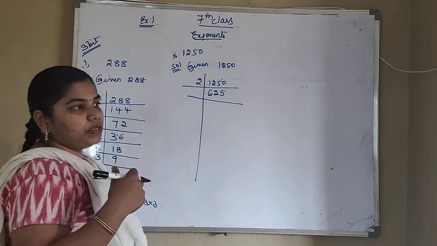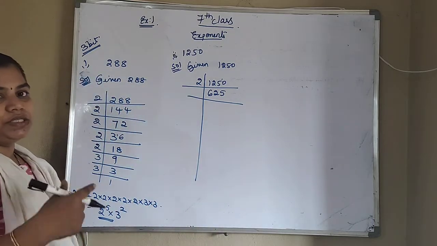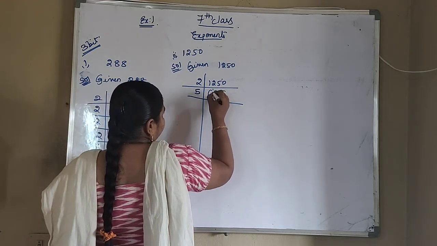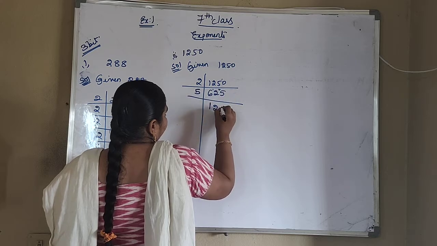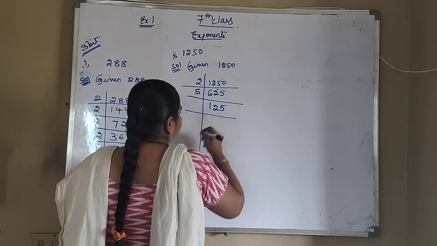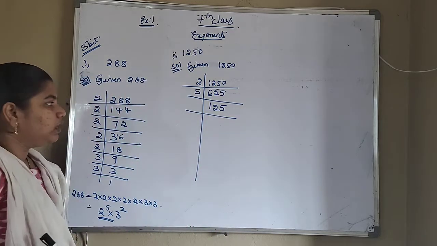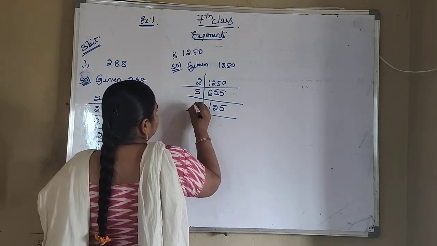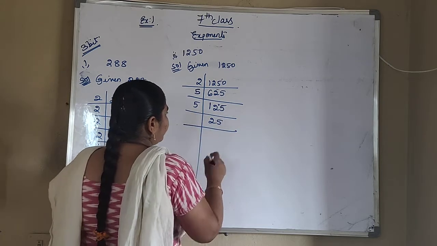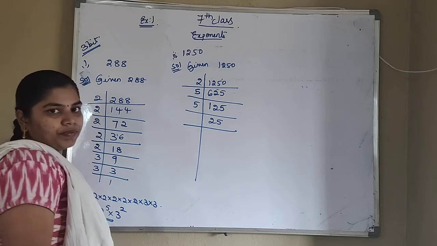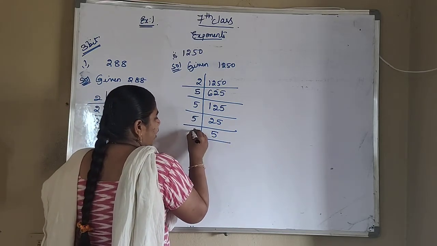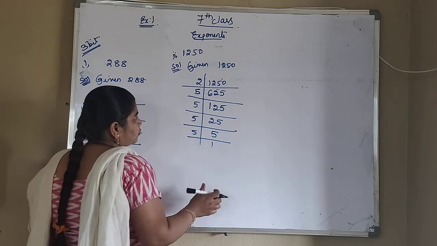So what is the divisibility rule of 5? The last digit should be 0 or 5. So it will go in 5 table. So 5 1s are 5, 5 2s are 10, 5 5s are 25. So 5 125s is 625. Now again it will go in 5 table. So 5 2s are 10, 5 5s are 25. That is 5 125 times is 625. Okay, now again 5 table. 5 5s are 25, 5 1s are 5. So this is the exponential form.